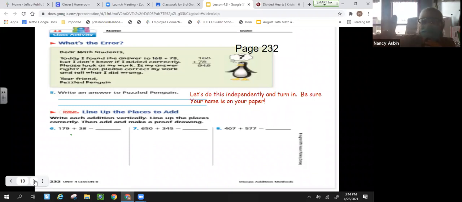So we're gonna skip the Puzzle Penguin because that's your exit ticket today. But before we do that, you don't have to do a proof drawing for these, but we are gonna write these problems. And what I want you to do is show me that you can line up the place values correctly. And then we're gonna solve them using New Groups Below. All right, everybody put your finger on number 6. Ready? Josh, what does number 6 say?